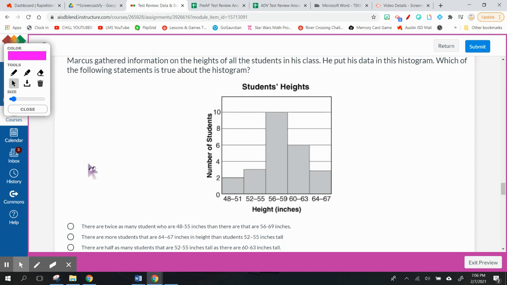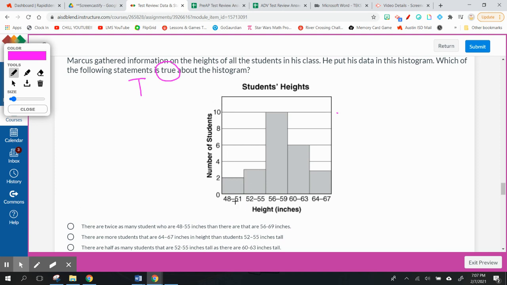All right, Marcus gathered information on the heights of all students in his class. He put his data on a histogram. It looks like a bar graph, but remember, it's a little different. Which of the following statements is true about the histogram? Ooh, that's important. We need something that is true. Okay, so let's take a peek.